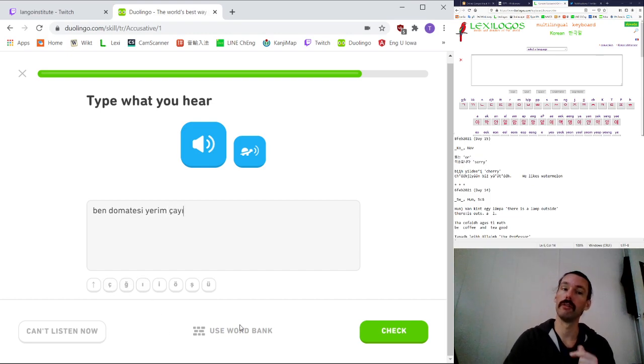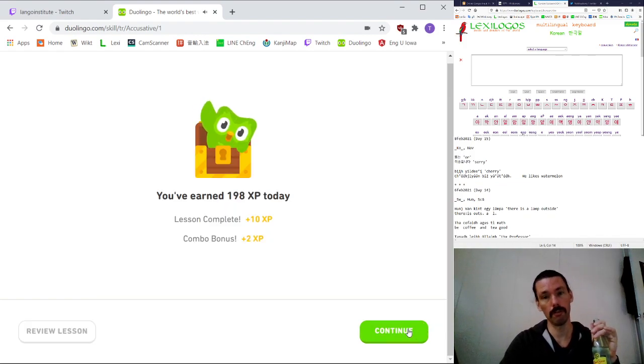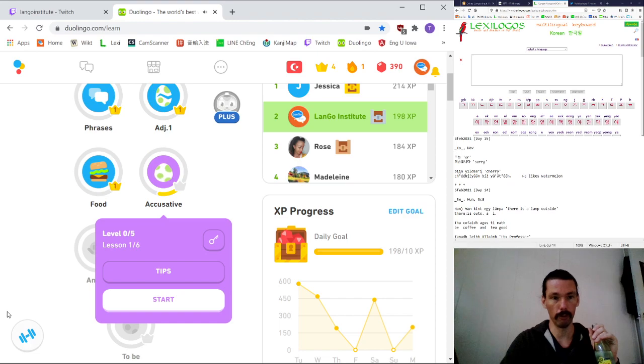We call it an allomorph, a variant form. E and U mark the same grammatical information. It just has to do with what vowel precedes it in the word. Ben domatesi yerim, çayı içerim. Same meaning, same function, but a different form. We call it an allomorph. A different form.